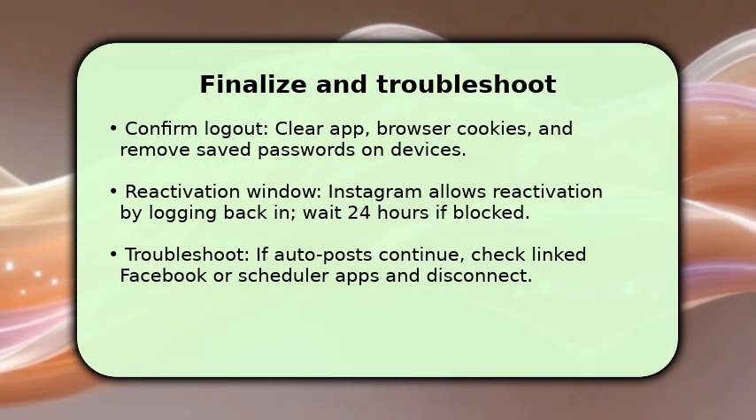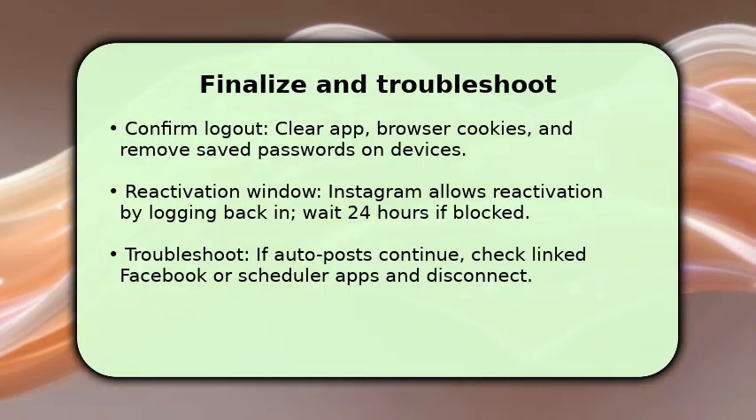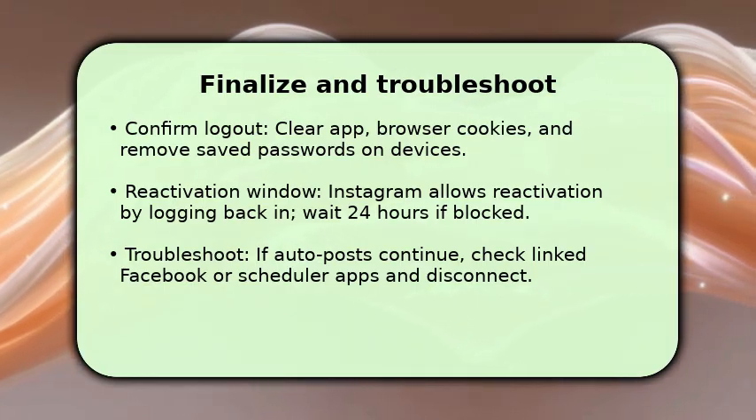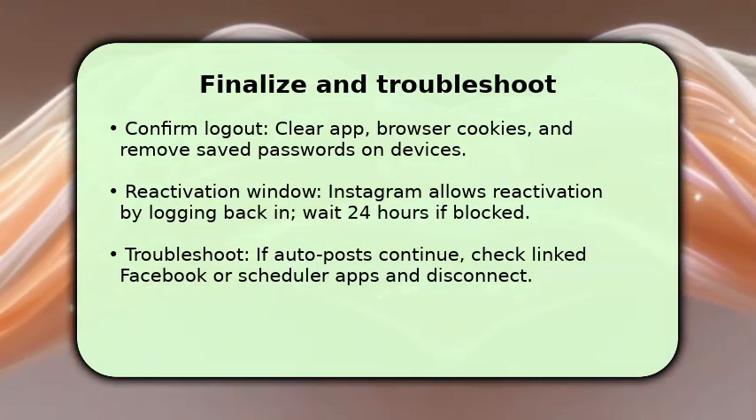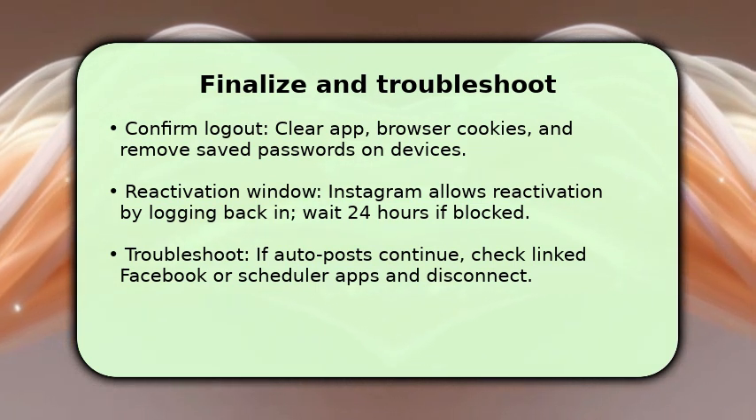If posts or status still appear active, check linked services like Facebook or scheduler apps and disconnect them. If problems persist, revoke all app permissions and contact Instagram support. Make sure to document any unexpected reactivation attempts.